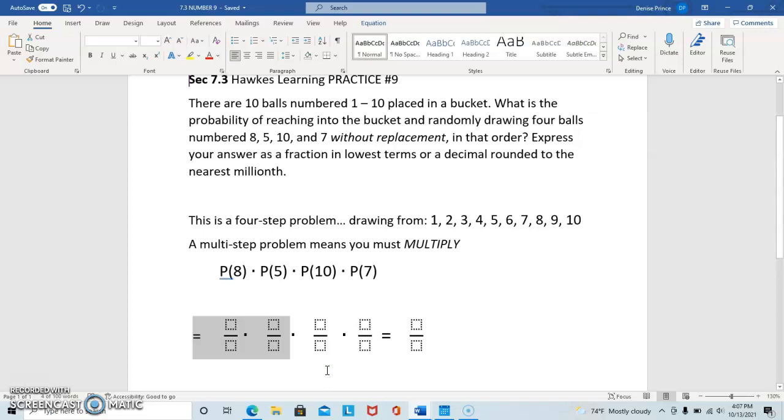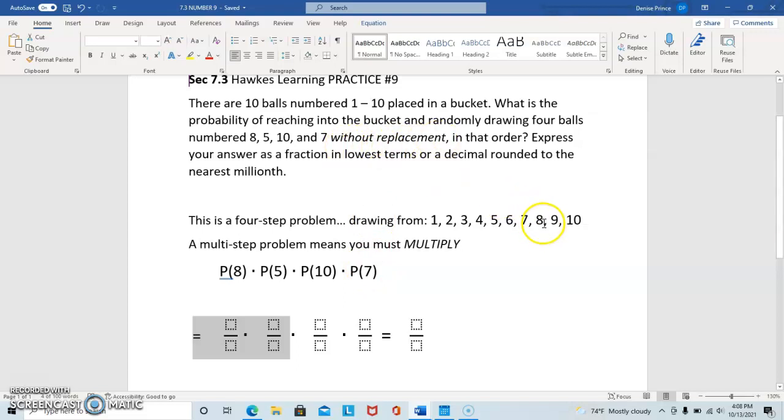Well, I typed this same problem onto a Microsoft Word document, and because this is a 4-step problem, that means it's a multi-step problem and you must multiply. There are 10 balls numbered 1 through 10. So here I have the numbers 1, 2, 3, 4, 5, 6, 7, 8, 9, and 10. And we want to draw first an 8, followed by a 5, then a 10, followed by a 7. And we're doing this without replacement.